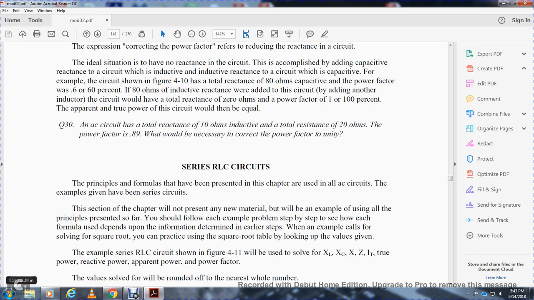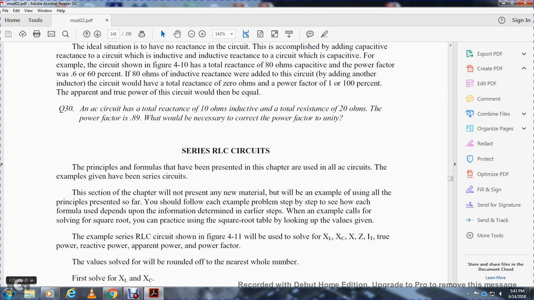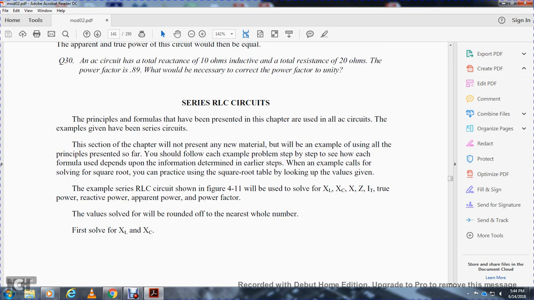When an example calls for the square root, you must use the square root table, locating the values given. The series resistive inductive capacitive circuit is shown in figure 411. Solve for inductive reactance, capacitive reactance, impedance, total amperes, total true power, reactive power, apparent power, and power factor. The values solved will be rounded off to the nearest whole number. First solve for the inductive reactance and the capacitive reactance.